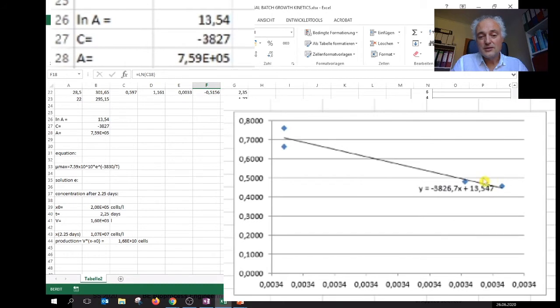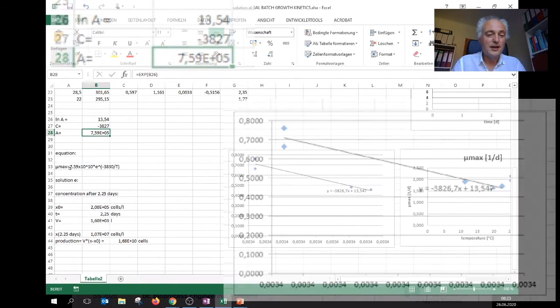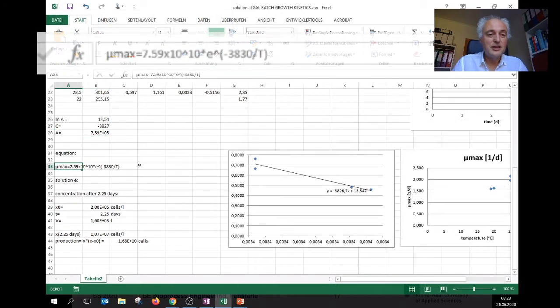And of course, plus 13.547 corresponds to ln A, and this minus 3826.7 corresponds to C, and therefore I just transferred these values here. And of course, as 13.54 is ln A, A is then 7.59, and so on. And then the equation here is mu max is equal to 7.59 times 10 to the 10 times e to the power of minus 3830 and so on divided by T.